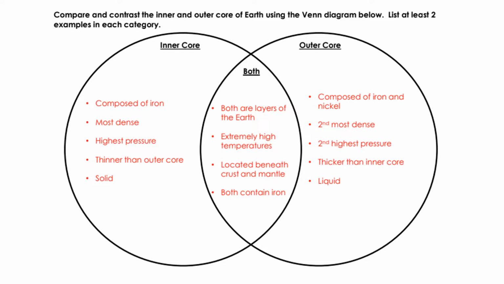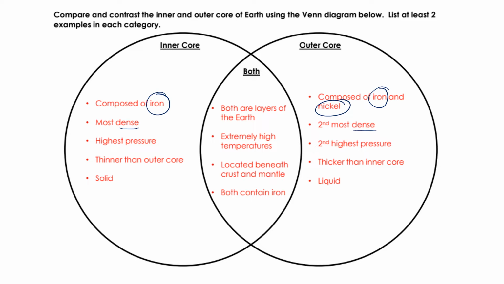So here they compare the inner core and the outer core, and tell you what the difference is here. So the inner core is mostly iron, while the outer core is going to be iron and nickel. The inner core is going to be very dense, right? Because remember all of that pressure that's pushing down on it. The outer core is a little bit less dense. We have a lot of pressure in the inner core, and less pressure on the outer core. And then the inner core is smaller, thinner, and the outer core is thicker.